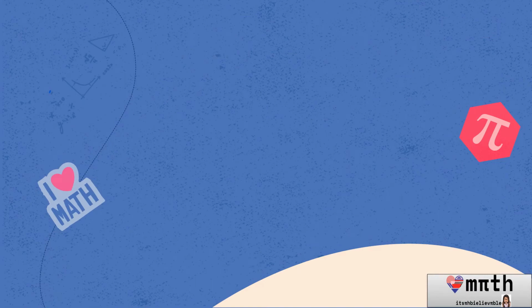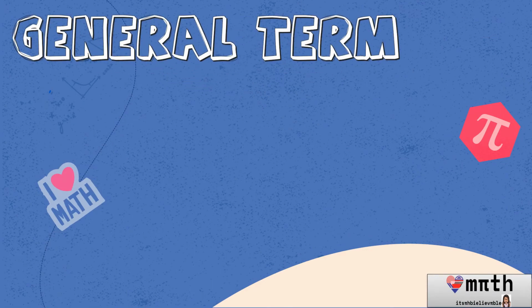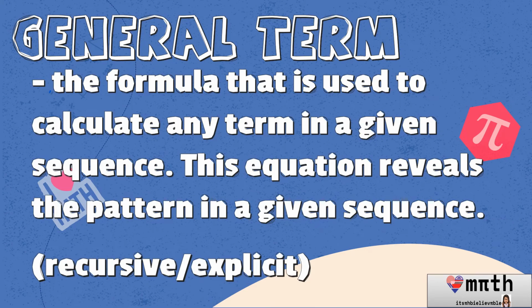By definition, the general term is the formula that is used to calculate any term in a given sequence. This equation reveals the pattern in a given sequence. It's either recursive or explicit.